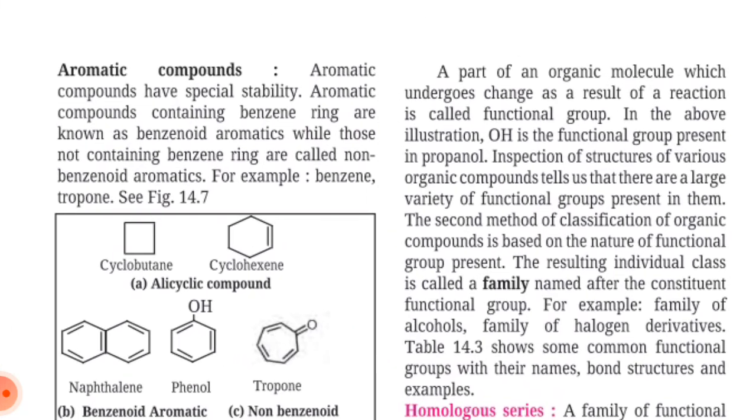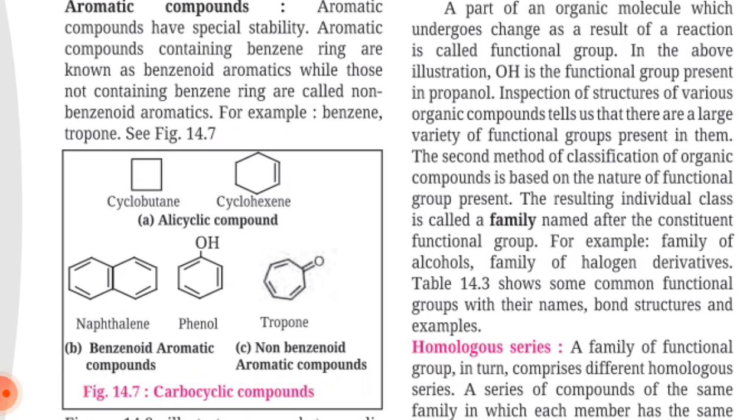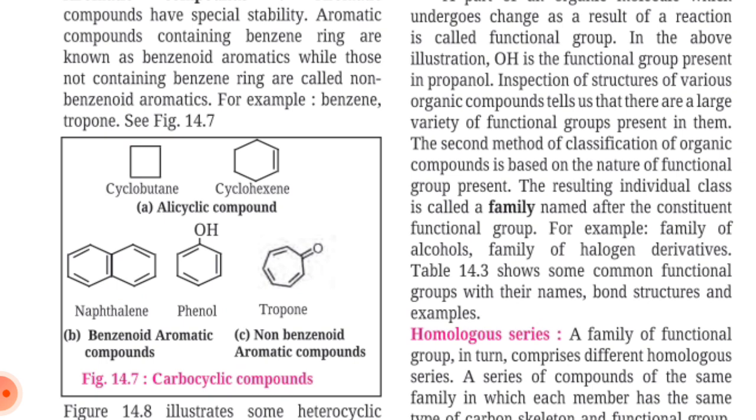Aromatic compounds. Aromatic compounds have special stability. Aromatic compounds containing benzene rings are known as benzenoid aromatics, while those not containing benzene rings are called non-benzenoid aromatics. For example, benzene, tropone, cyclobutane, cyclohexane, alicyclic compounds. Naphthalene and phenol are benzenoid aromatic compounds. Tropone is a non-benzenoid aromatic compound. These are carbocyclic compounds.